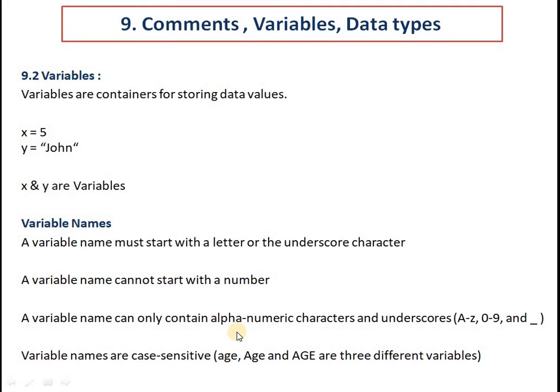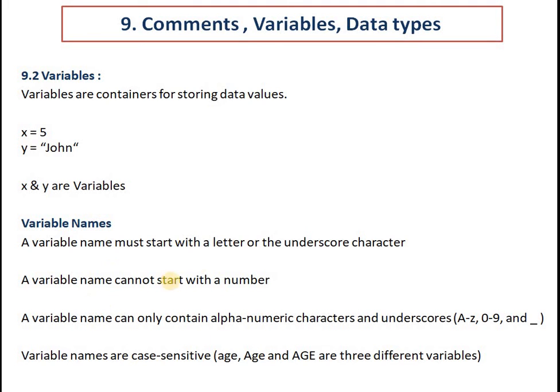A variable name can contain alphanumeric characters and underscores. That is A to Z, 0 to 9 and underscores. Small letters as well as capital letters can also be used. Variable names are case sensitive. It differentiates uppercase letters and lowercase letters.